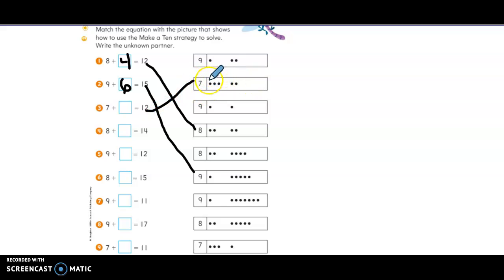Now, how many dots do we have? 1, 2, 3, 4, 5. Excellent. Go ahead and finish this up on your own, and then flip it to the back side when you're done.